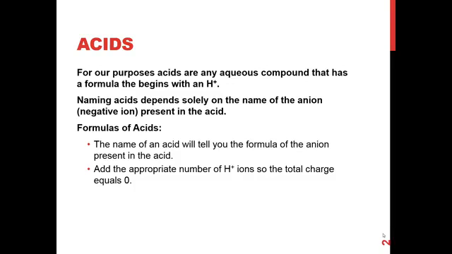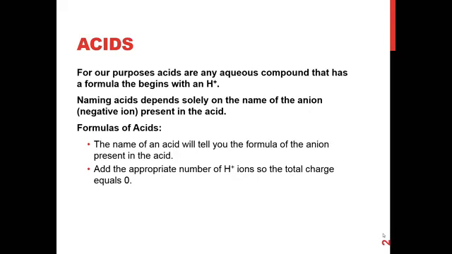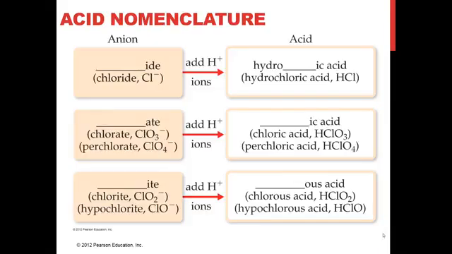Writing the formula of an acid requires us to keep a few things in mind. Number one, the name of the acid will tell us the formula of the anion present in the acid. Assuming we know the formula of that anion, we can then add the appropriate number of H+ ions so that the total charge on the acid equals 0. This is probably best illustrated by a few examples. There are really three scenarios or three different types of anions that we are aware of. We'll start at the top and work our way down.